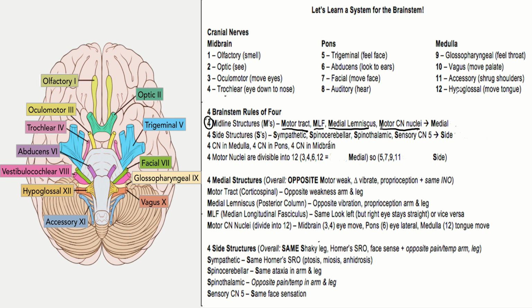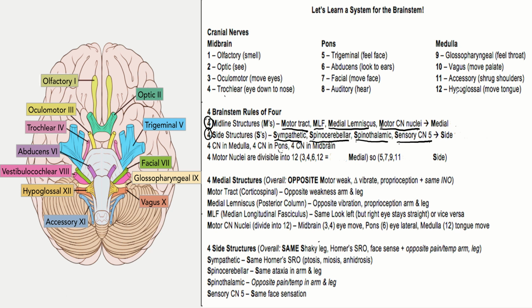There's going to be 4 side structures. So remember the S's, sympathetic. A lot of the lateral lesions are going to give you sympathetic abnormality: sympathetic lesions and ipsilateral Horner syndrome. Spinocerebellar, so ipsilateral ataxia, unless it hits the red nucleus in the midbrain, which is going to give you contralateral ataxia and tremor. Spinothalamic is going to be on the lateral edge, and then your sensory nerve for cranial 5, your trigeminal nerve, is going to be on the side.